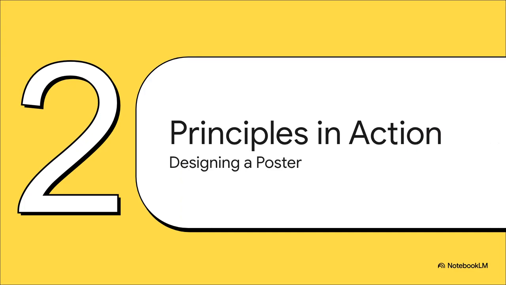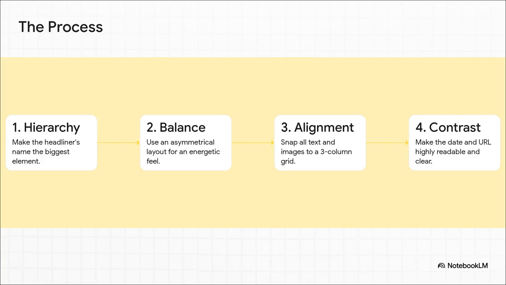Okay, so we've got our 6 tools: hierarchy, balance, white space, alignment, repetition, and contrast. But how do they actually work together? Let's walk through a quick, practical example, like designing a simple concert poster. This is where all that theory becomes reality. All right, let's build this poster in our heads.